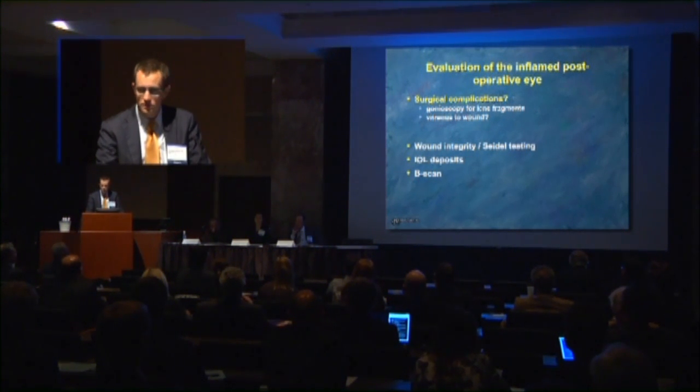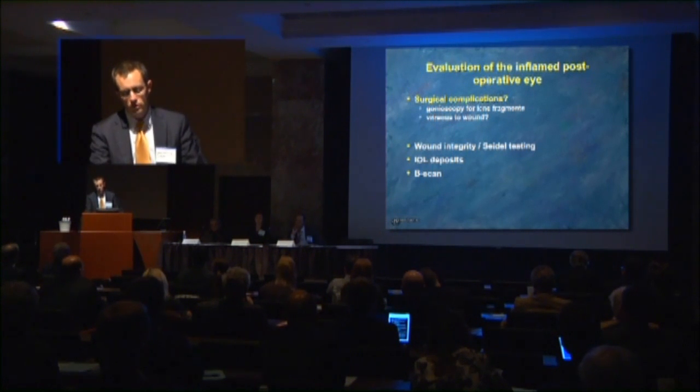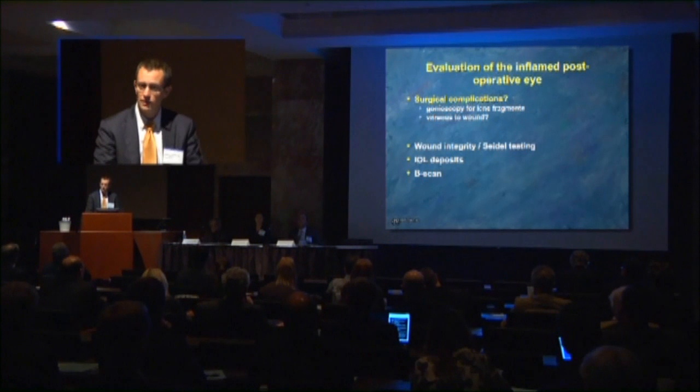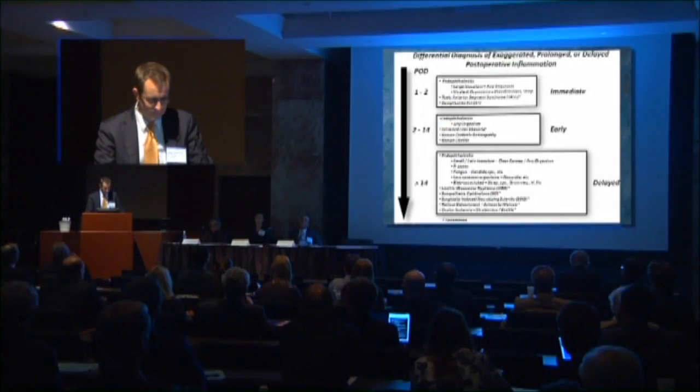It also helps in deciding whether or not they're infected at all. So wound integrity is very important. It's important to do Seidel testing in all these patients. For chronic patients, look at IOL deposits, and do a B scan in patients with poor view to see if there are choroidal detachments, retinal detachments, lens fragments posteriorly, or anything else interesting.